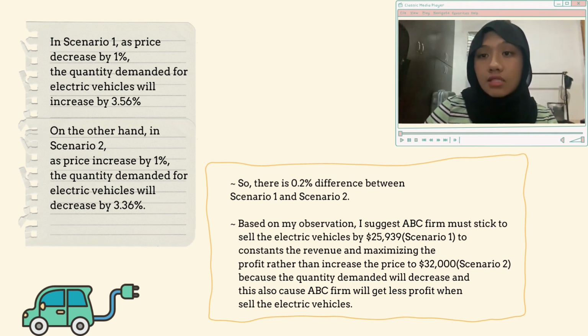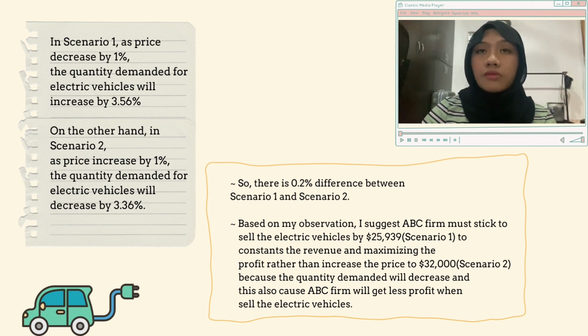On the other hand, in scenario 2, as price increased by 1%, the quantity demanded for electric vehicles will decrease by 3.36%. So there is a 0.2% difference between scenario 1 and scenario 2.